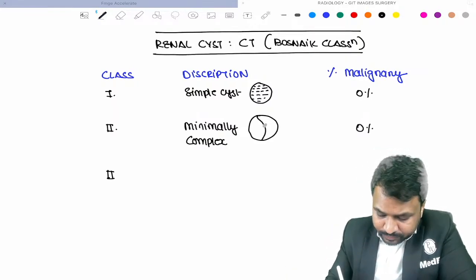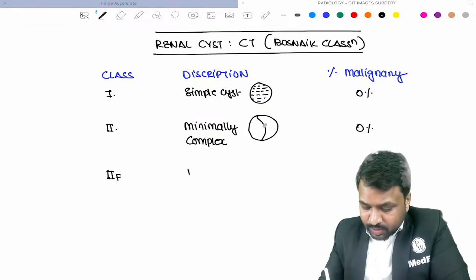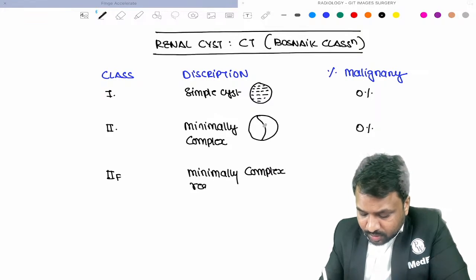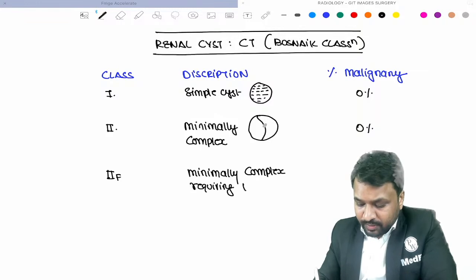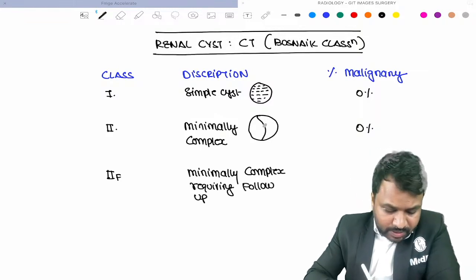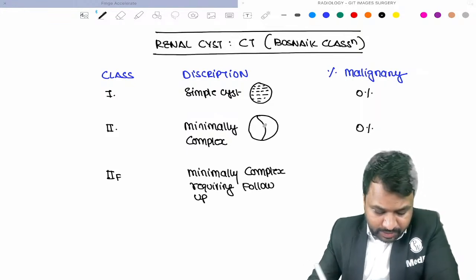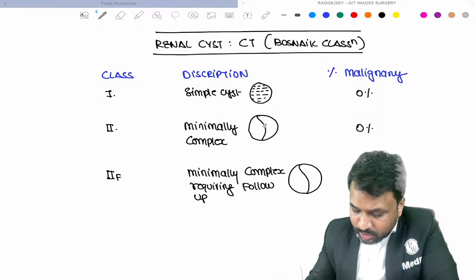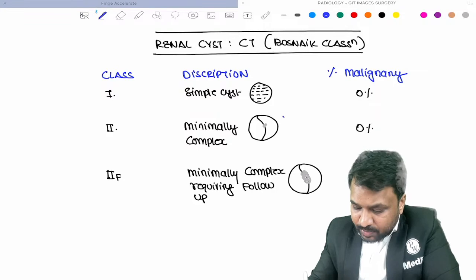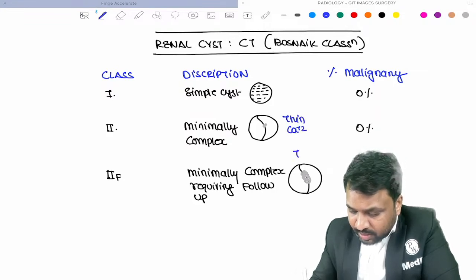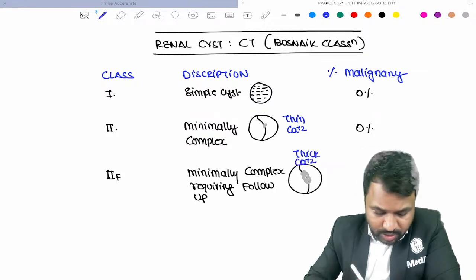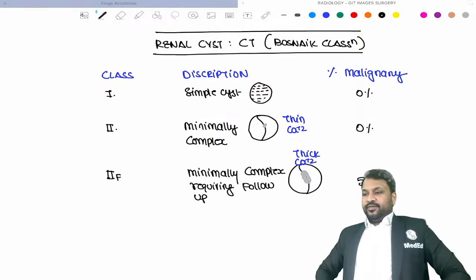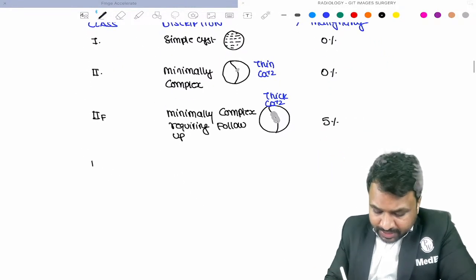Then you have 2F. That is minimally complex requiring follow-up. The reason it requires follow-up is the presence of thick calcification. Here you will notice a thin septation, but compared to that, 2F will have thick calcification. Class two has thin calcification; here it will have a thick calcification. The probability of this cyst being malignant is approximately 5%, right?